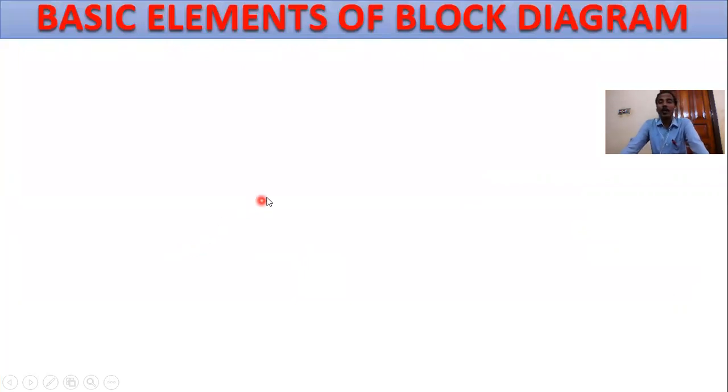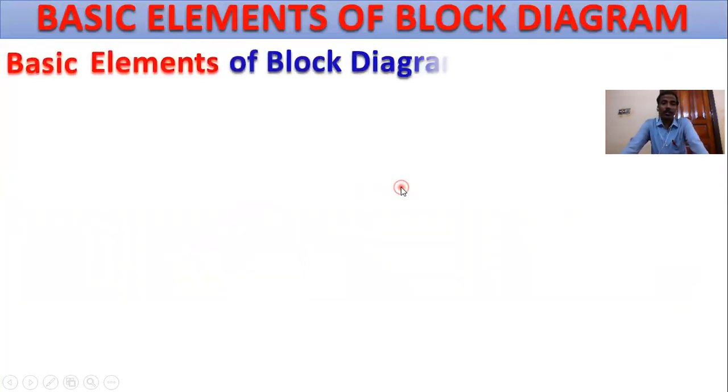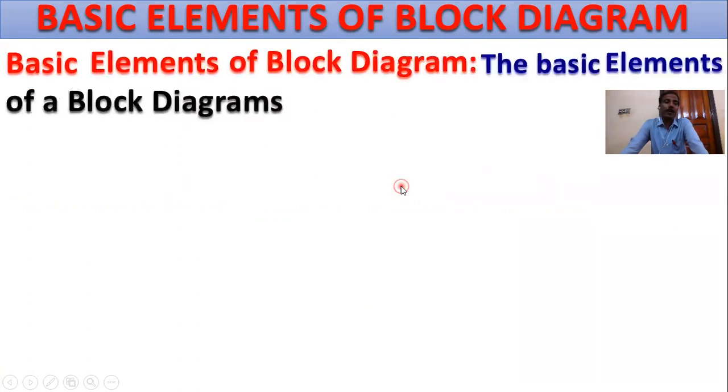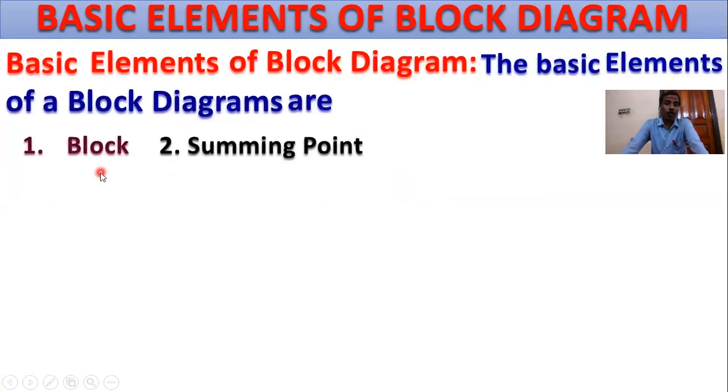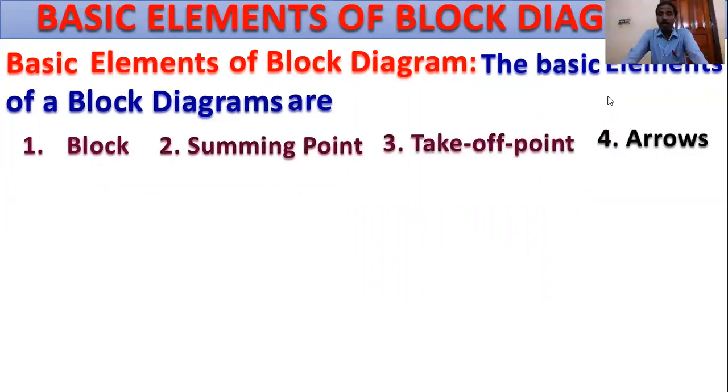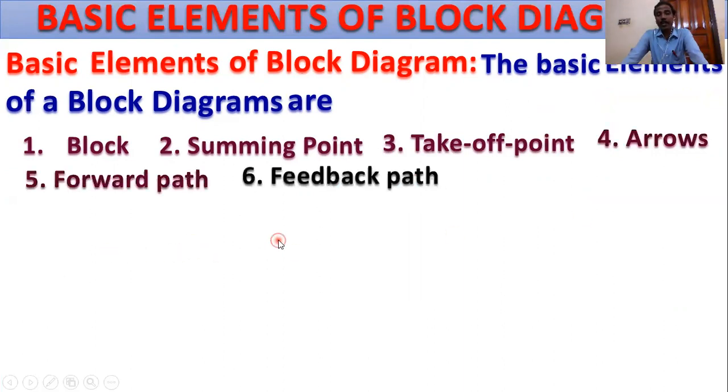Then basic elements of block diagram. What are the basic elements of block diagrams? Number 1, blocks. Number 2, summing points. Number 3, takeoff point. Number 4, arrows. And number 5, forward path and feedback path.